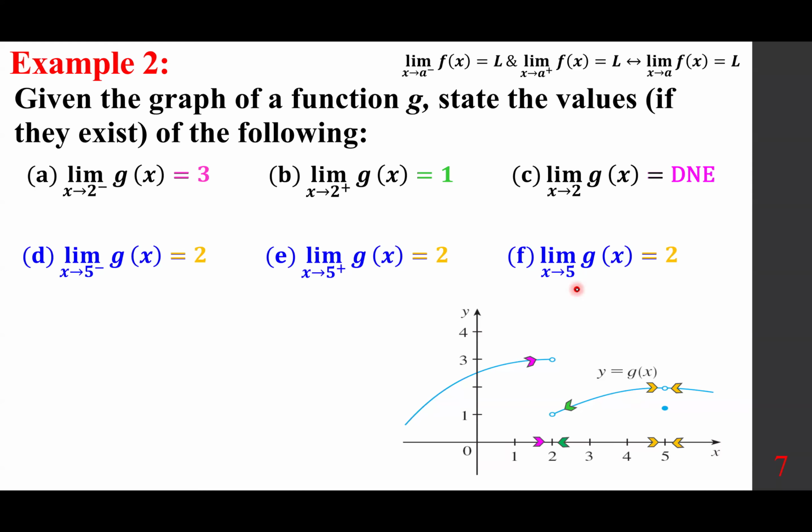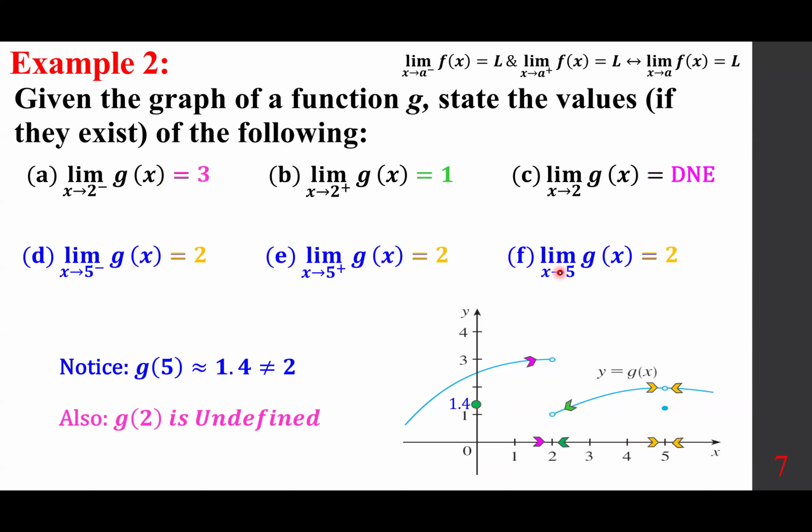However, what I want you to notice, at 5, we have this solid point, which has a y coordinate of almost 1.4, that is g of 5. So g of 5 is equal to 1.4, which is not equal to the limit. Whereas g of 2 is just missing in action. We don't have any solid point. It's undefined.